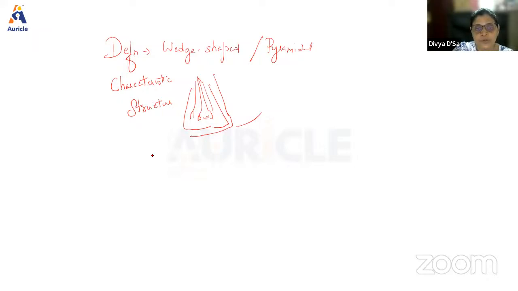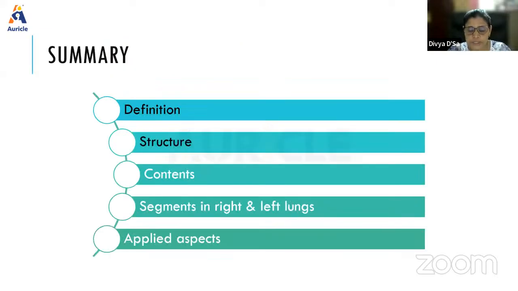Then after that, you will write about the segments, how many segments are present on each side, the right and the left. And finally, you write about the applied aspects, which I mentioned. Those are the things you need to write about. Always give headings and write the answers. That gives a good presentation for the answers.